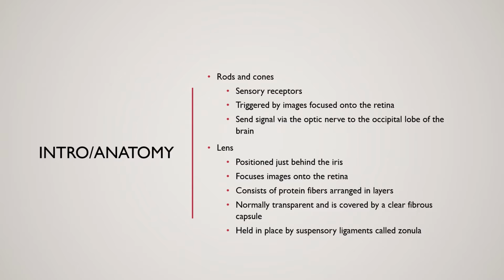The lens is positioned just behind the iris and focuses images onto the retina. It consists of protein fibers that are arranged in layers. It's normally transparent, and it's covered by a clear fibrous capsule, and it's held in place by suspensory ligaments called the zonula.